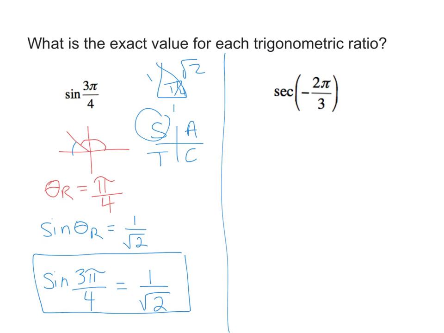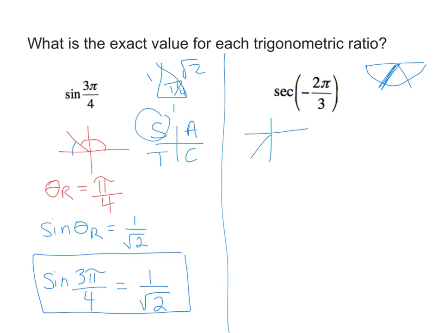The second question here asks you to find the secant of negative 2 pi over 3. So we need to think, where is negative 2 pi over 3? Which quadrant is it in? Because it's negative, we're going in the clockwise direction. 1, 2, it's right there. So it's in the third quadrant.